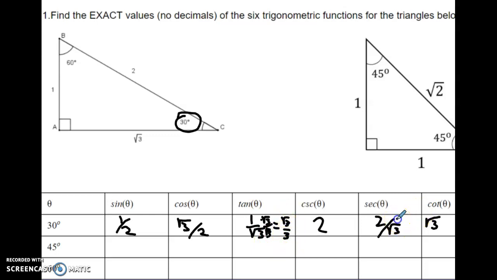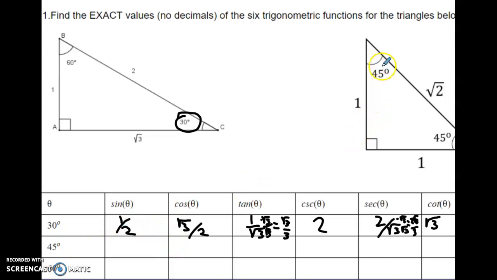Same thing with this one here. We're going to multiply the square root of 3 on the top and the square root of 3 on the bottom. So I get 2 square root of 3 over 3 for the secant. Okay, now let's look at the 45 angle.